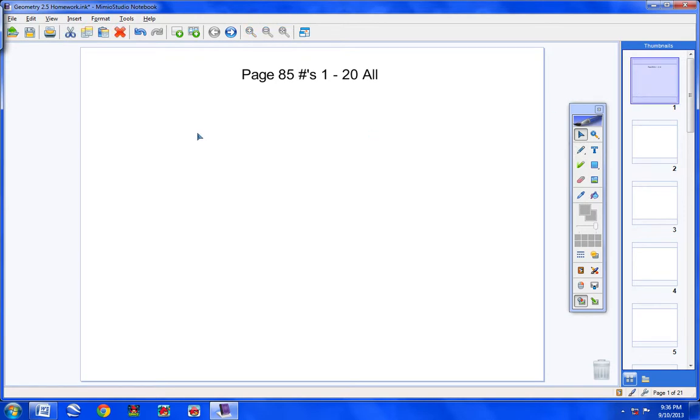So please turn your books to page 85. I'm turned there myself, and we're looking at question number 1. The if part of an if-then statement contains the blank. Well, the answer to that is the hypothesis. The if part is always the hypothesis.